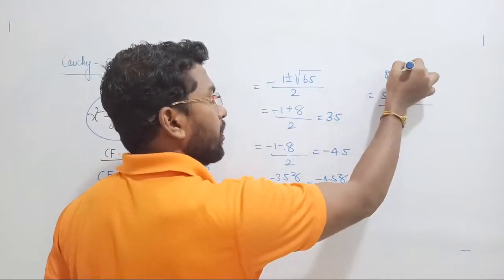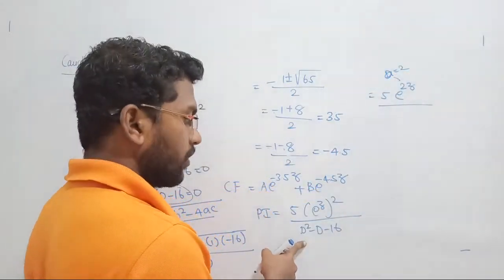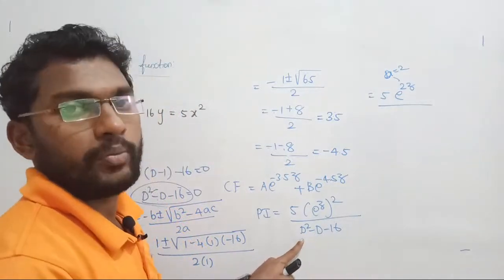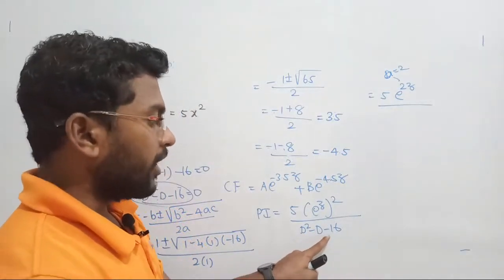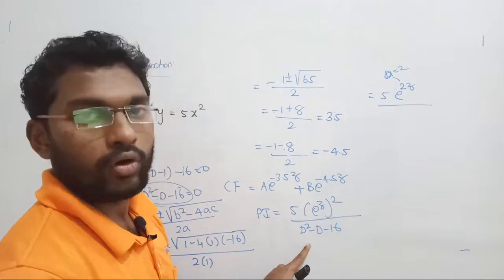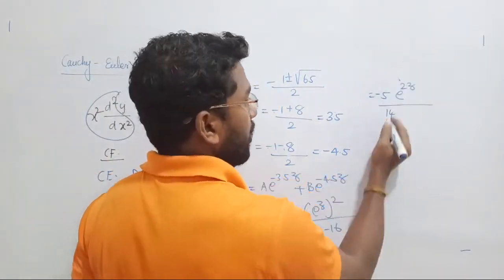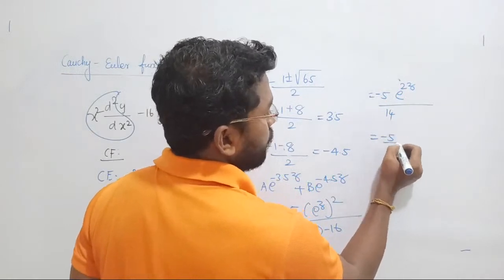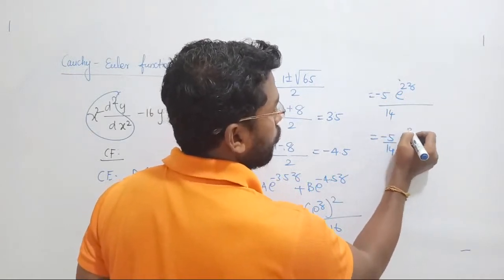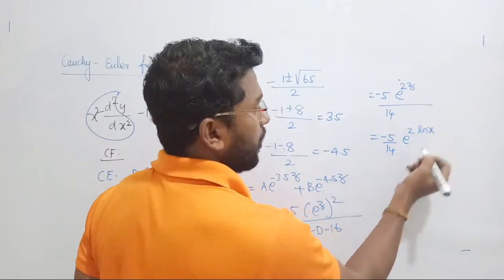a is 2. So what can we substitute in place of D? Can we substitute 2? Substitute 2. 2 square becomes 4, minus 2, minus 16. So minus 18 plus 4 will become minus 14. So the answer is minus 5 by 14. This is the particular integration. So finally minus 5 by 14 into e power 2 into z will be replaced by ln x.